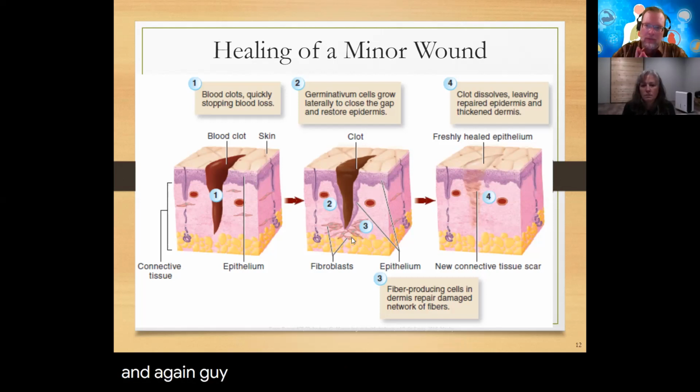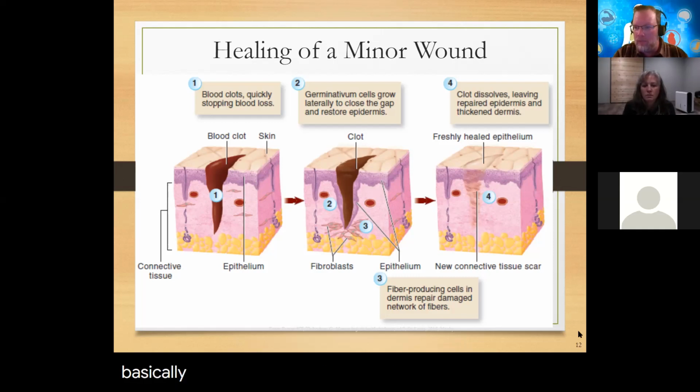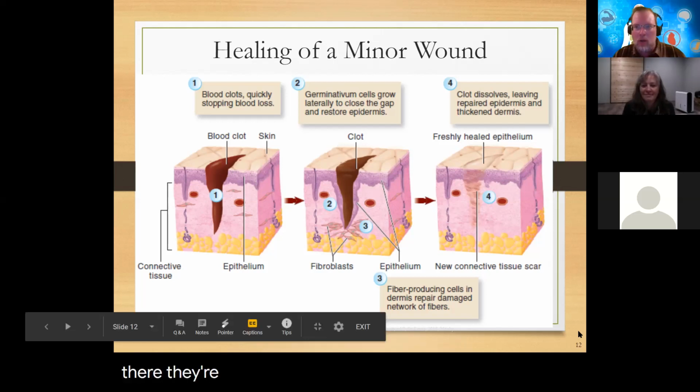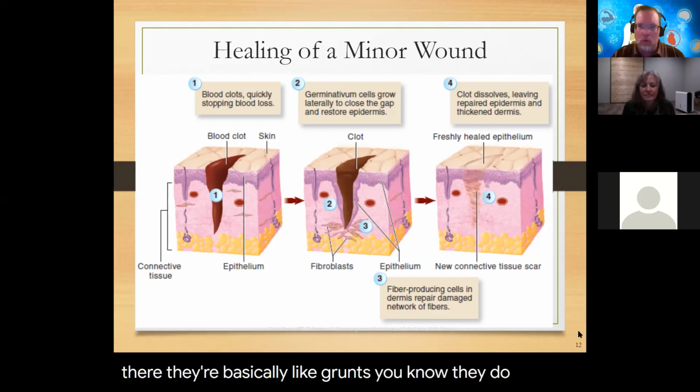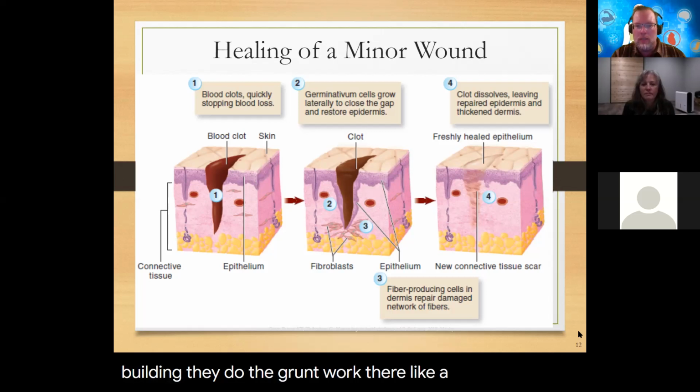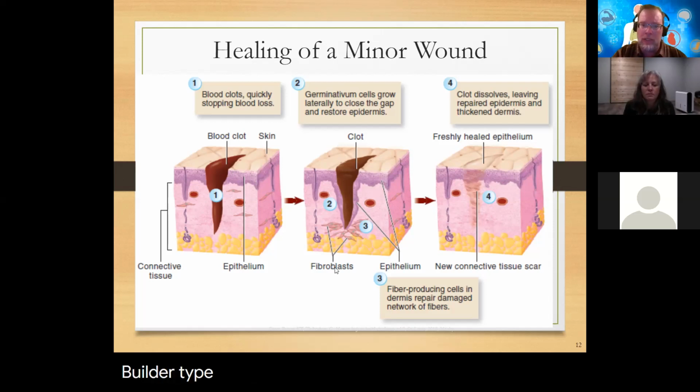And again, guys, whenever you see blast, it means builders. Blasts are typically baby cells, or I don't want to say immature cells, but they're basically like grunts. They do the building, they do the grunt work, they're like apprentices. So whenever you see blast, it's some sort of newborn baby builder type. A lot of alliteration with the bees there.